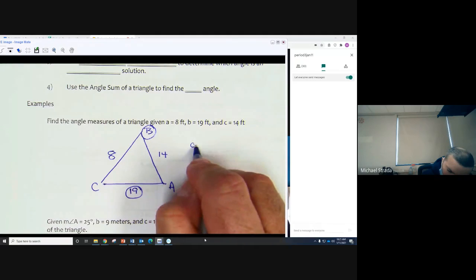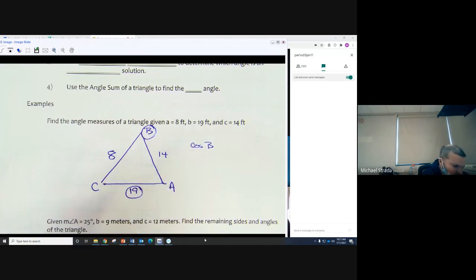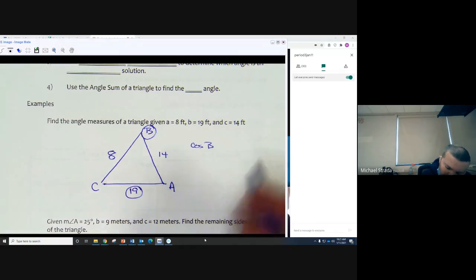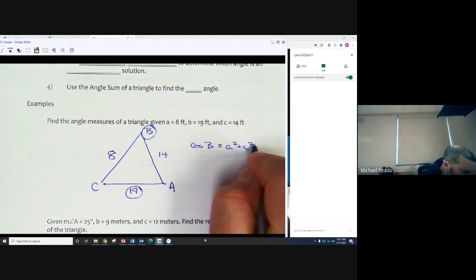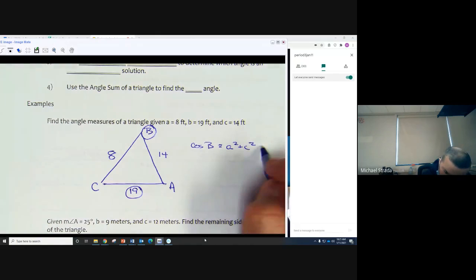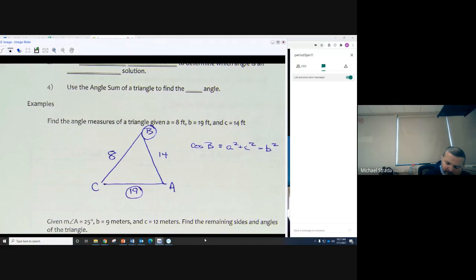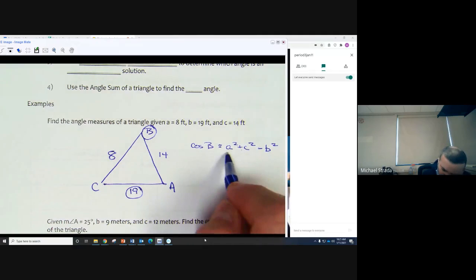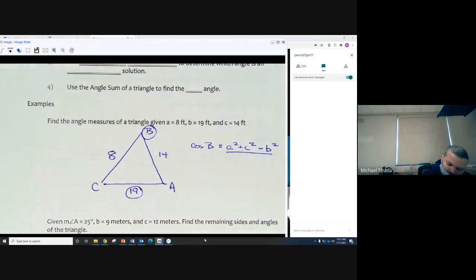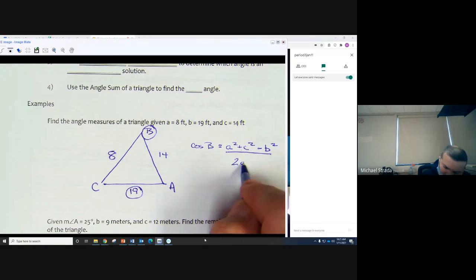So we set it up: cosine of angle B is the other two letters. So A squared plus C squared minus B squared. All right, so it's all three sides. The first two that aren't the same are being added. We're then subtracting the side opposite it, all over 2AC.